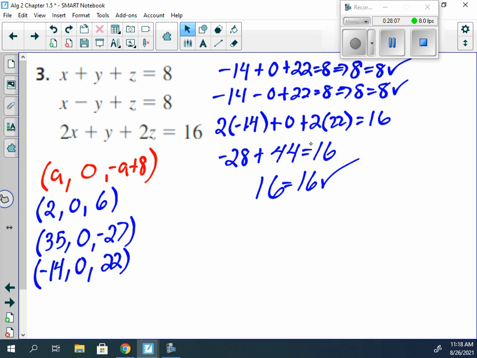So this equation here will define any triple, any ordered triple that will work for all three. So the infinitely many solutions can be defined by the set (a, 0, negative a plus 8). And it would give us any value that will make this true. I'm not going to ask you to do this. I wanted you to at least see how we can find it.